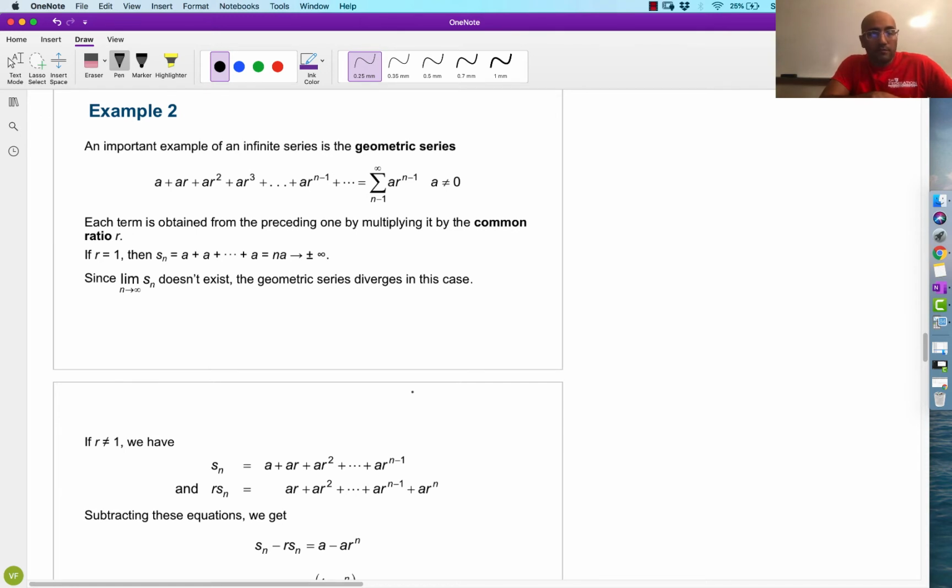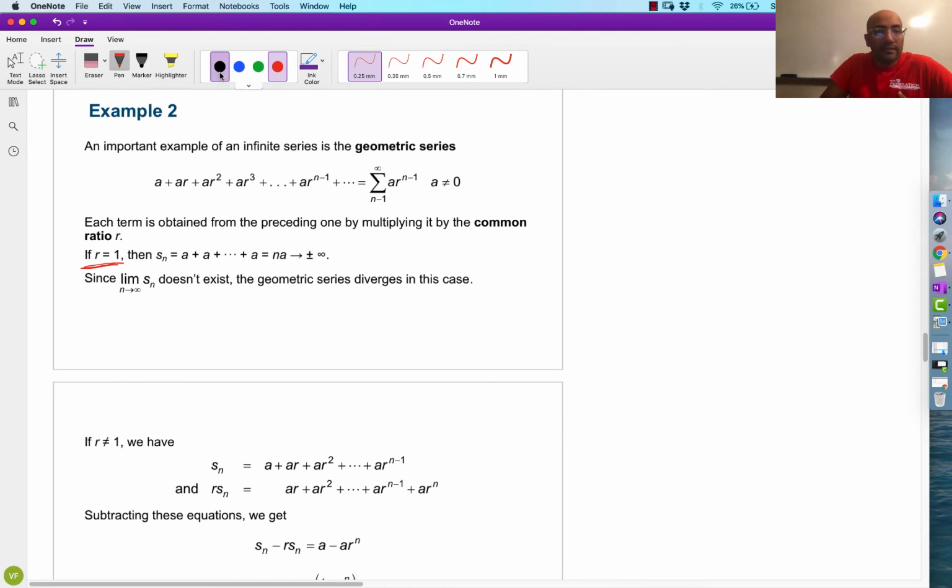Okay, so r. What can r be? r can be a variety of things. So let's consider what happens for a couple of different situations. If r equals 1, another really simple thing happens here. If r equals 1, then this is a 1, and this is a 1, and this is a 1. 1 raised to the power of any integer value is always going to be 1. So we just end up with a sum of a's. a plus a plus a plus a plus a plus a plus a plus a plus a. So s sub n, the sum of the first n of these, is going to be equal to n times a.